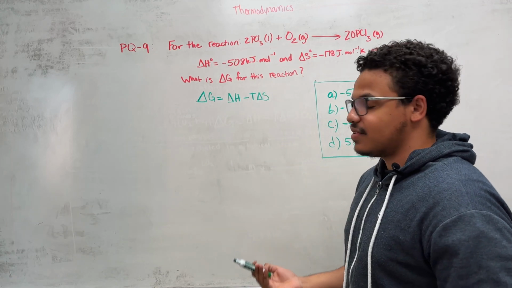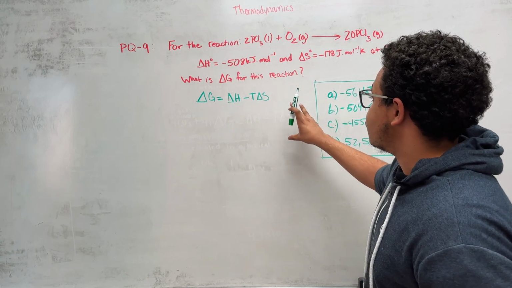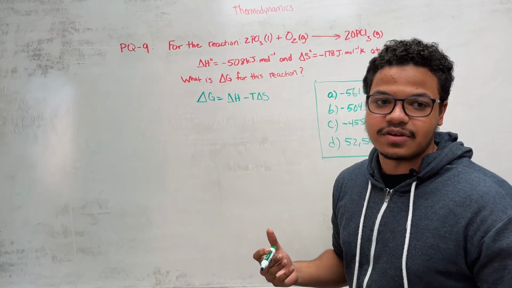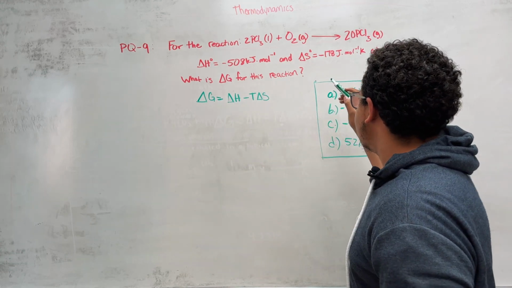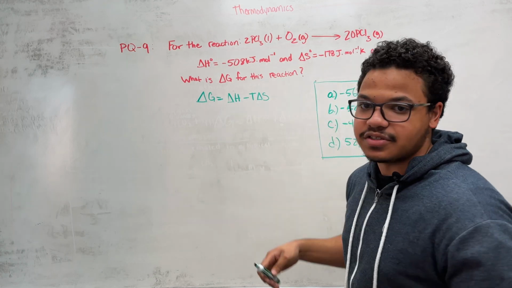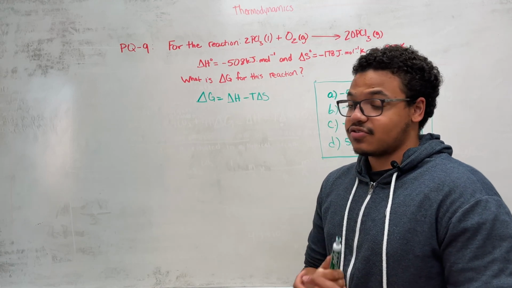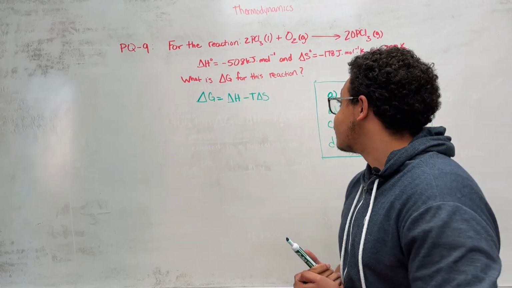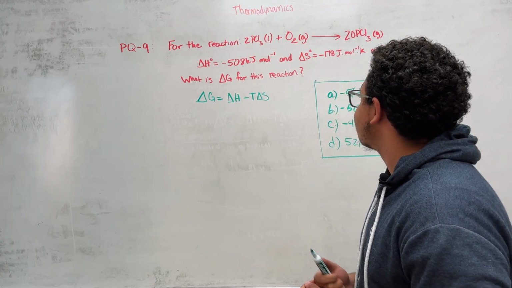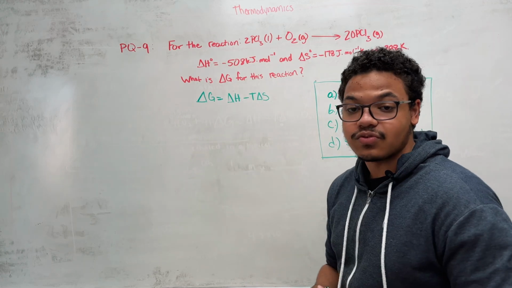Now, there are a couple things that you need to know in order to solve this. You need to know the change in enthalpy, or delta H, and you need to know the change in entropy, which is disorder. One important thing to note before we even start: make sure that everything is converted into the right units. Make sure your temperature is in Kelvin and everything else is in kilojoules.